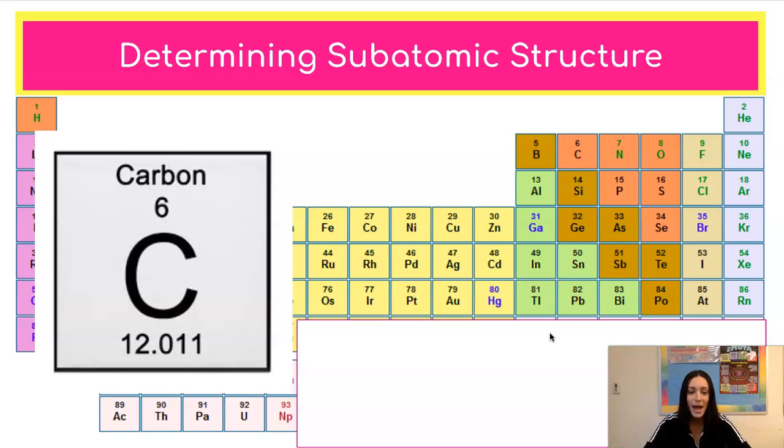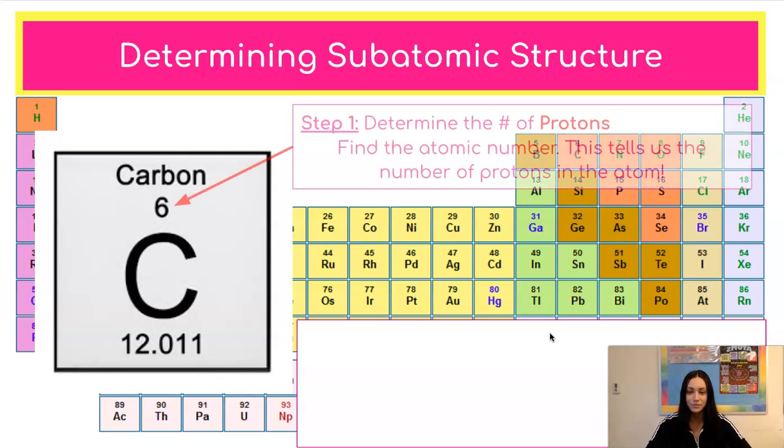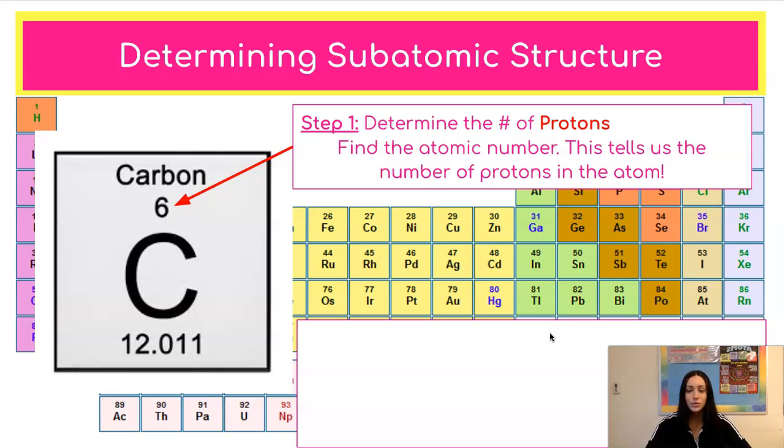Finally, we'll talk about how we can use a square on the periodic table to determine the subatomic structure of an atom of any given element. Step one is to determine the number of protons. This step is very quick and easy because the atomic number simply tells us the number of protons in the atom. So all I need to do is look at the atomic number and I know the number of protons present.